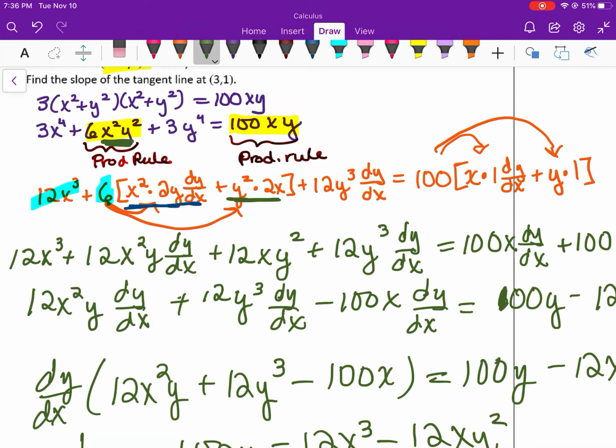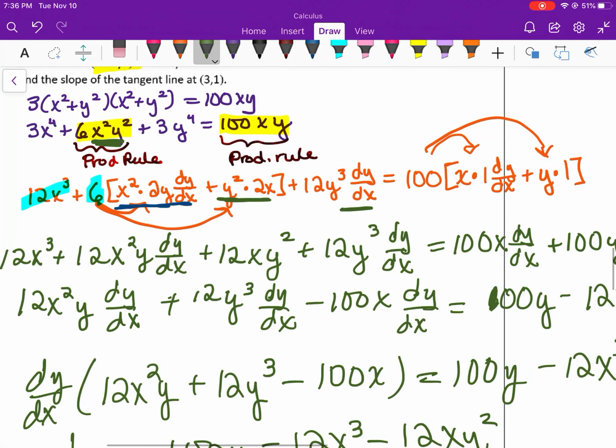And then I have the derivative of 3y to the fourth, which is 12y to the third. But because it's y, I back it up again with this dy over dx. And then I did the same thing on the other side. I left my 100 on the outside, and I did the product rule again. So it's x times the derivative of y, that's right here, plus y times the derivative of x right there.